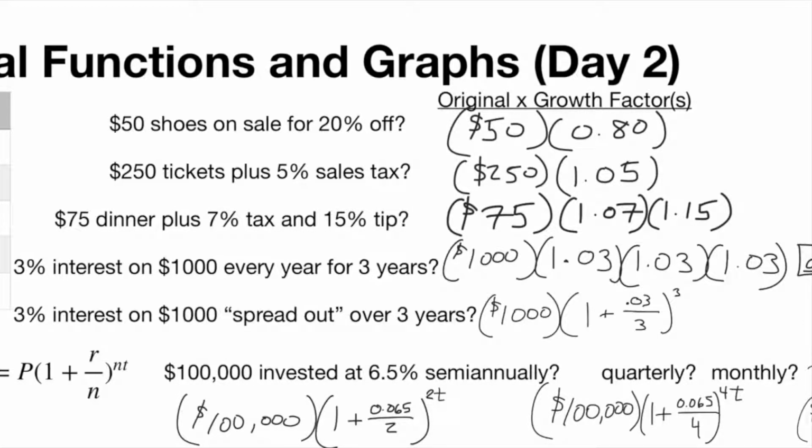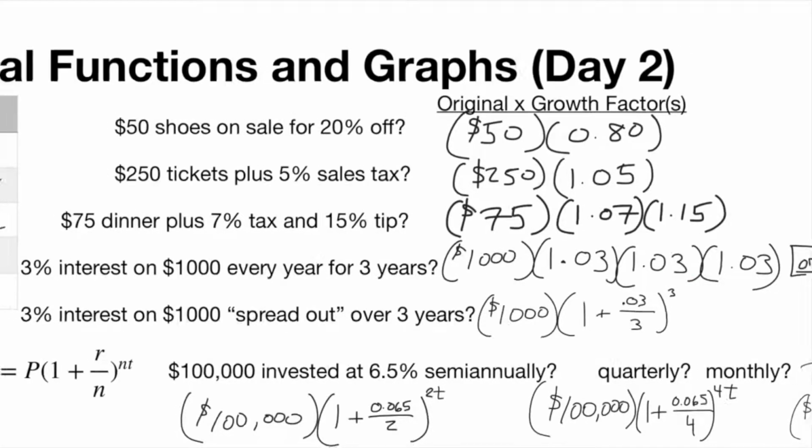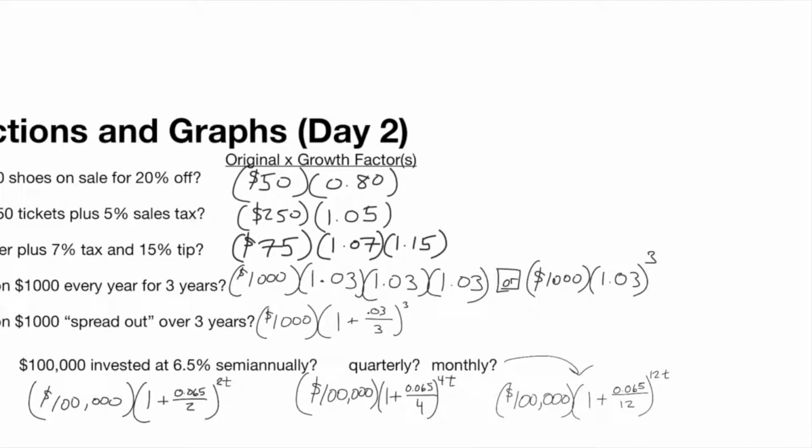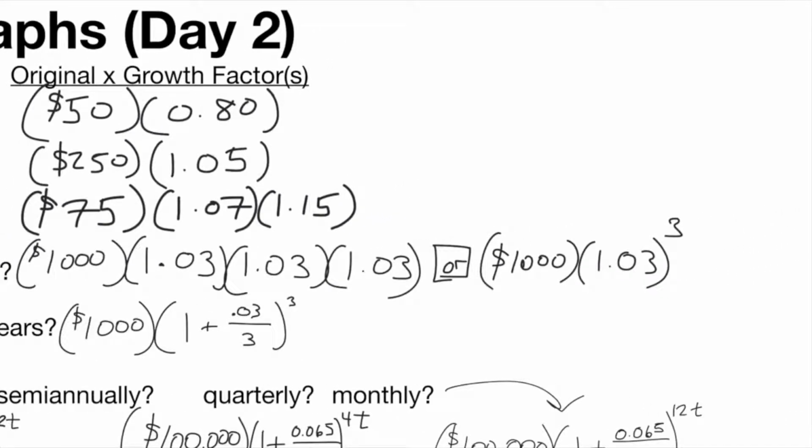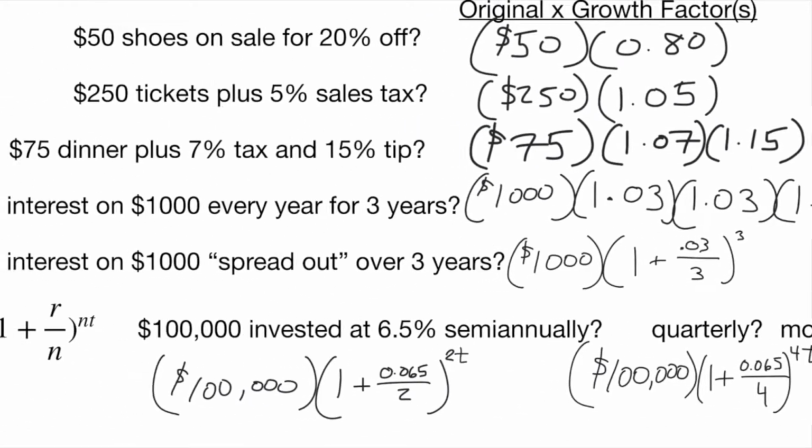Now, if you put money in the bank, say you gave it 3% interest on $1,000 for every year for 3 years. That would look like this. You've got $1,000 and then 3% interest, 3% interest, and 3% interest. Another way to do that, if you want to combine them all together, is 3 of these together would be just one of them to the third power. And we're going to get a formula out of something like this pretty soon.